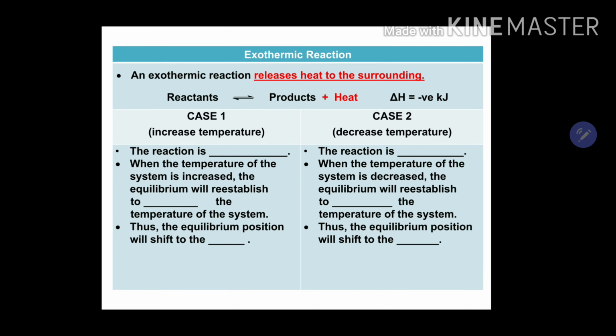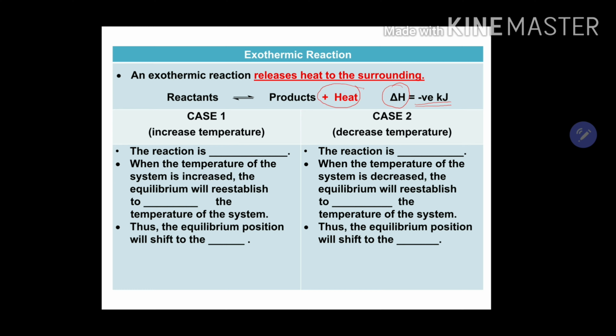Exothermic reaction. An exothermic reaction releases heat to the surrounding. So how to identify this is an exothermic reaction? By looking at the change of enthalpy. If it is a negative value, it means it is an exothermic reaction. So we put heat beside the product.